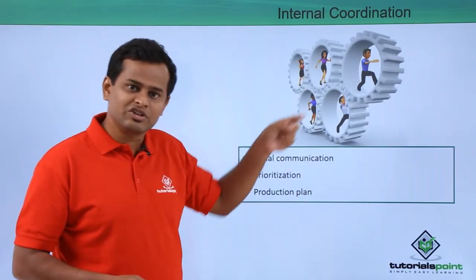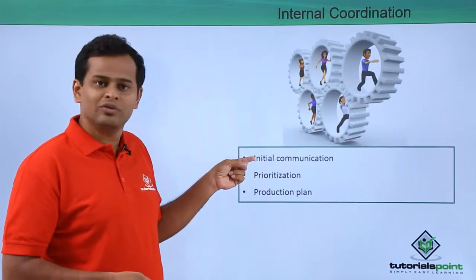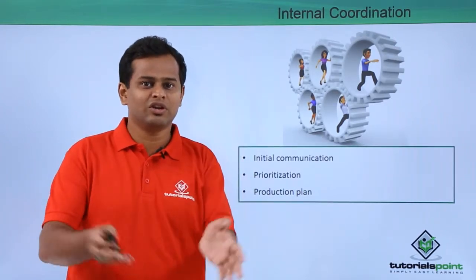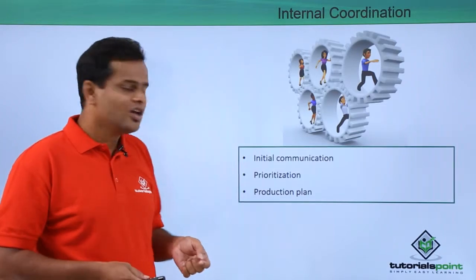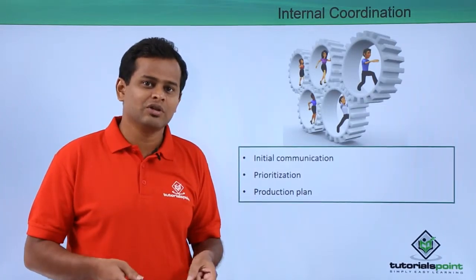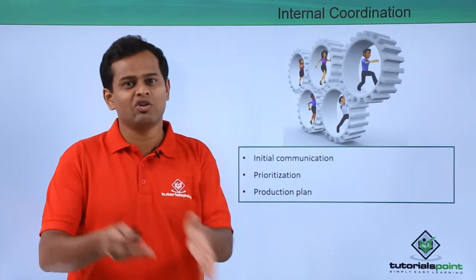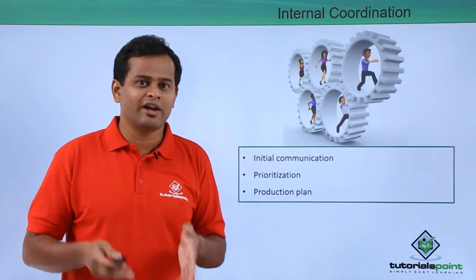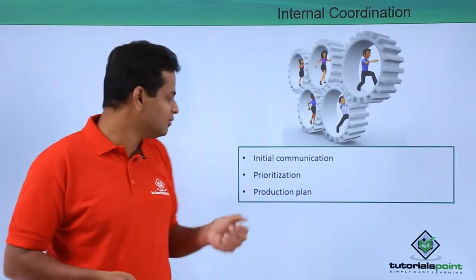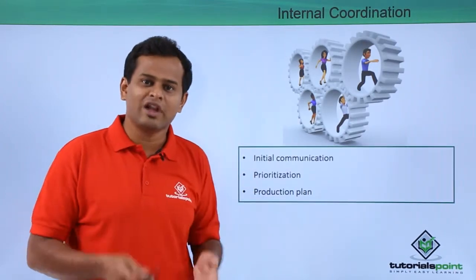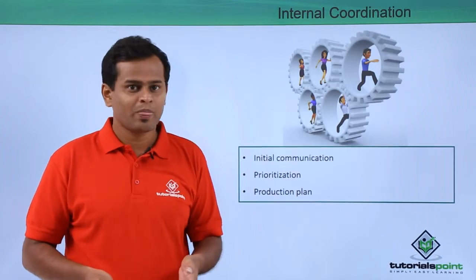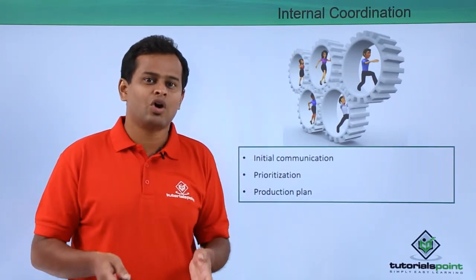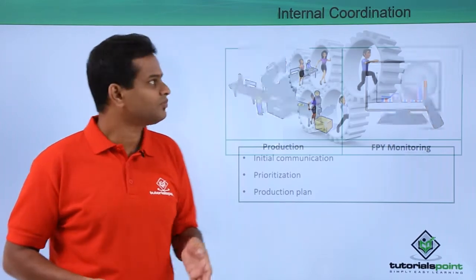In internal coordination also, once we receive all the communication, we need to have internal communication with the cross-functional team. We need to do a prioritization because there will already be plenty of other projects running. So we need to take the agreement and confidence of all the cross-functional team members, and then we need to plan the production plan. All these things put together keep a tremendous load on the project management team.